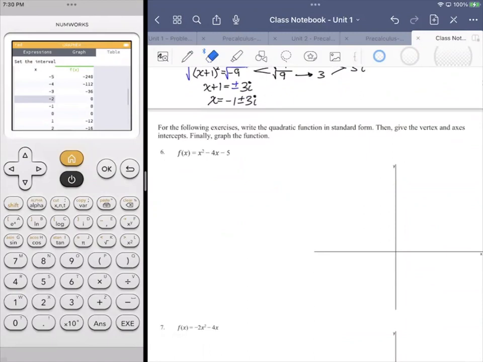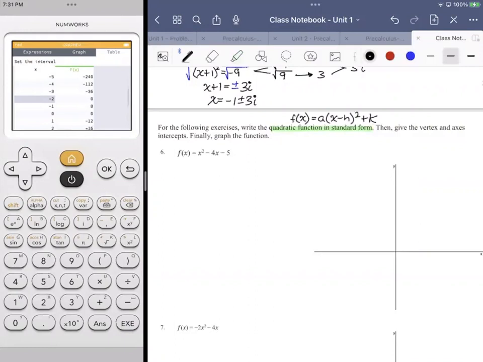Yeah, so for number 6, we want the equation in standard form, and then we determine the vertex and the axis intercepts, and then graph it. This part here, the standard form, that's the trickier part, and that's where completing the square comes into play. When we talk about standard form of a quadratic, it's in the form of f of x is equal to a times (x minus h) squared plus k.